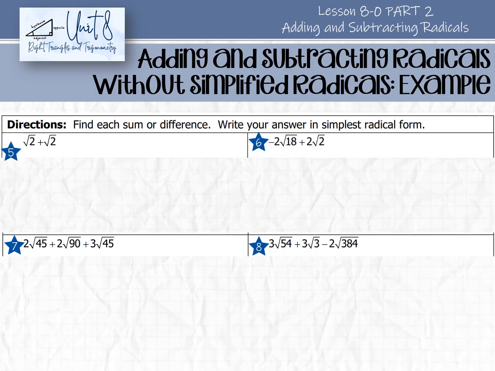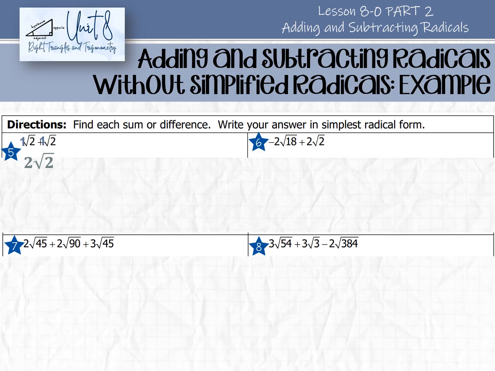Adding and subtracting radicals without simplified radicals. Now, number 5 looks like it's already simplified. They both have the square root of 2, and there's one radical 2 plus another radical 2, 2 radical 2, and we're done. But number 6, let's see, square root of 18.